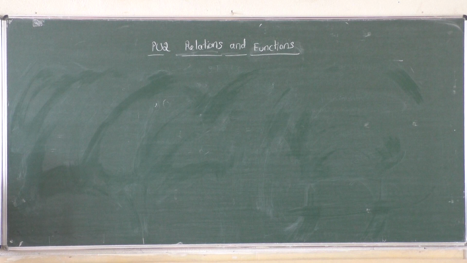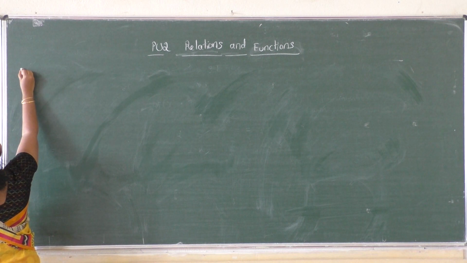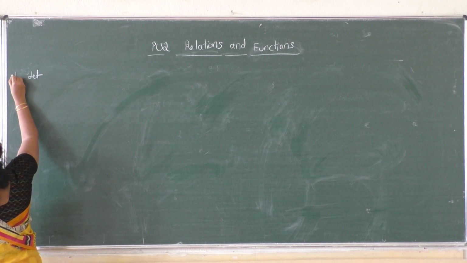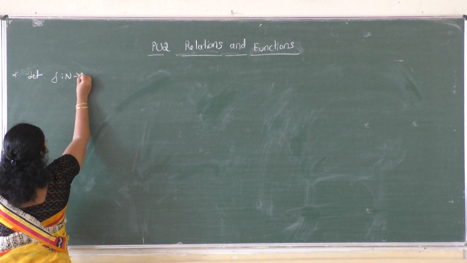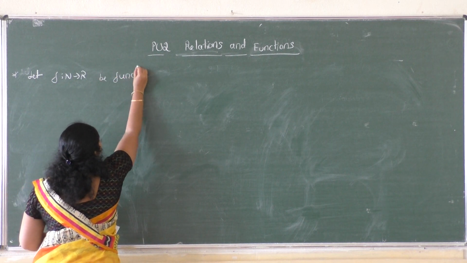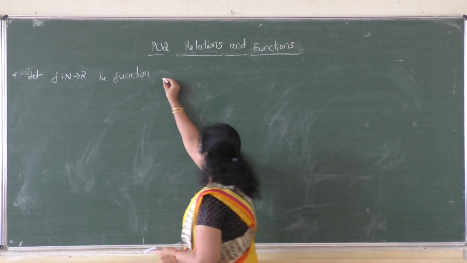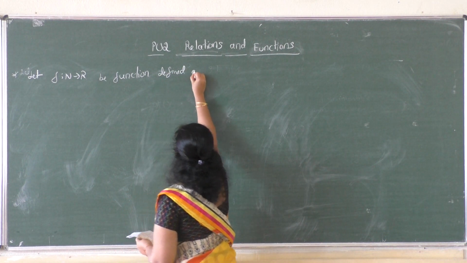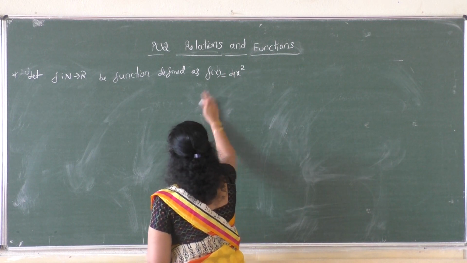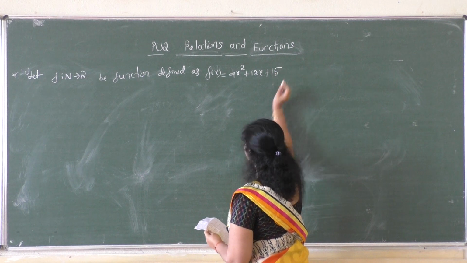Okay, next question. Let f from N to R be a function defined as f of x equal to 4x square plus 12x plus 15.